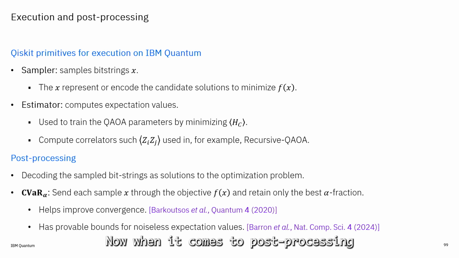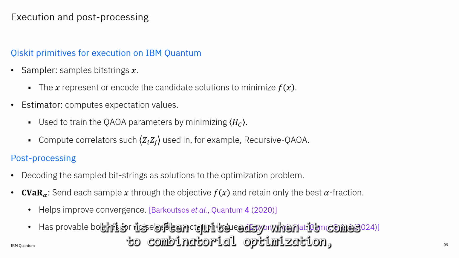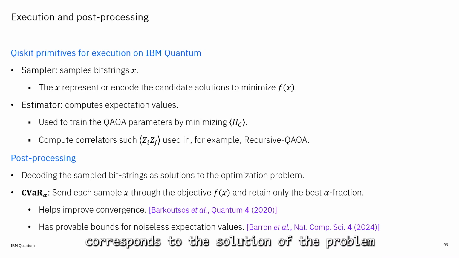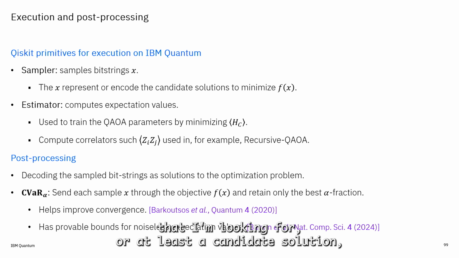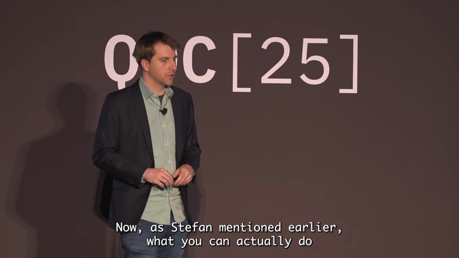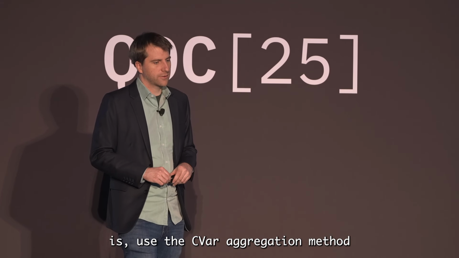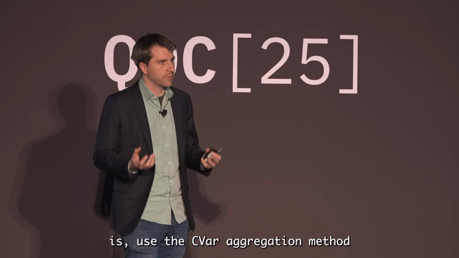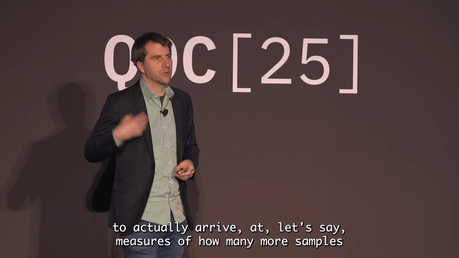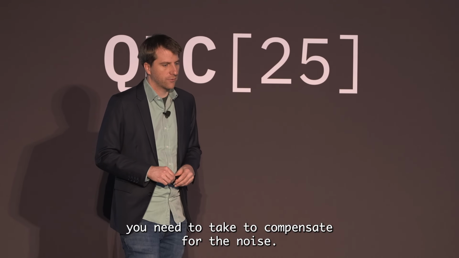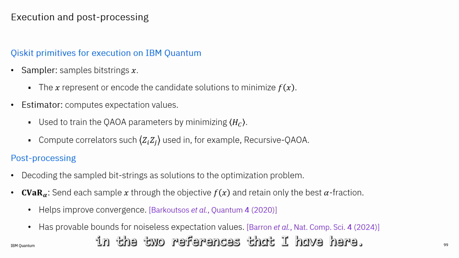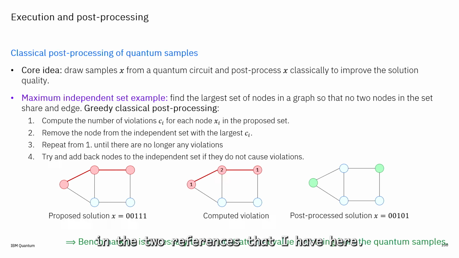Now, when it comes to post-processing, this is often quite easy when it comes to combinatorial optimization because the bit string that the hardware has returned for me corresponds to the solution of the problem that I'm looking for, or at least a candidate solution, let's say. Now, as Stefan mentioned earlier, what you can actually do is use the CVaR aggregation method to actually arrive at, let's say, measures of how many more samples you need to take to compensate for the noise. And the CVaR technique is defined and discussed in the two references that I have here.